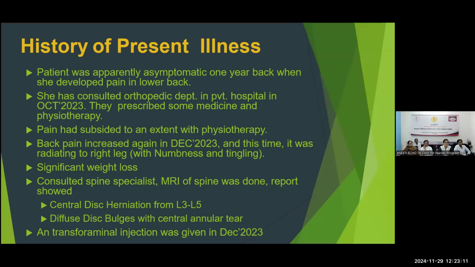At this time she noticed significant weight loss. She consulted a spine specialist. MRI of the spine was done, and the report showed a central disc herniation from L3 to L5 and diffuse disc bulges with central annular tear. A transforaminal injection was given in her back in December 2023 in a private hospital.